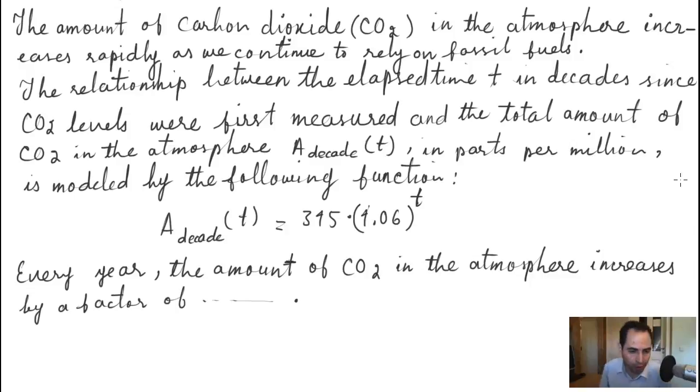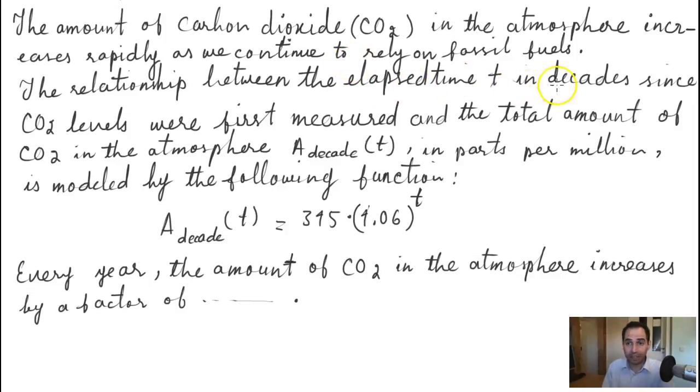So in this video we have another good example from the Khan Academy, and the question is: the amount of carbon dioxide, CO2, in the atmosphere increases rapidly as we continue to rely on fossil fuels.